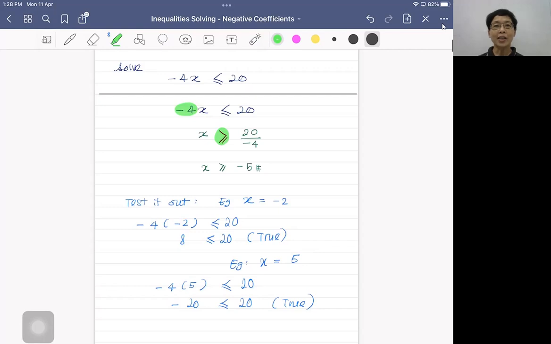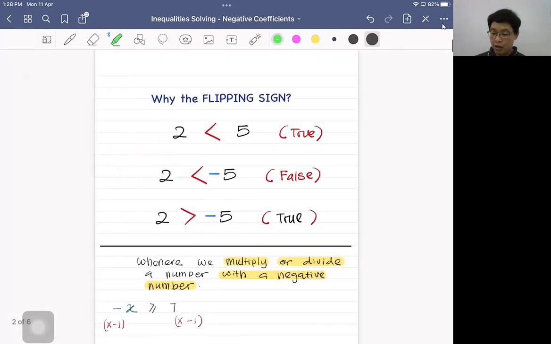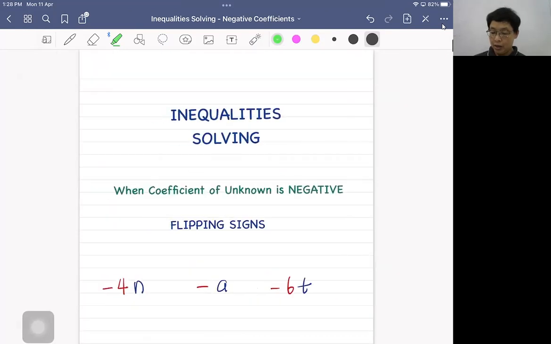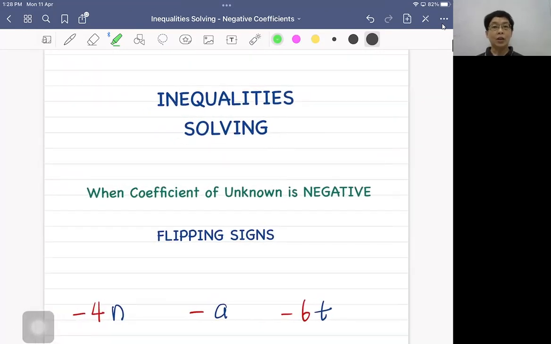All right, so that's how fun it is solving inequalities even when the coefficient is negative. One more time, let me remind all of us, flip the sign.